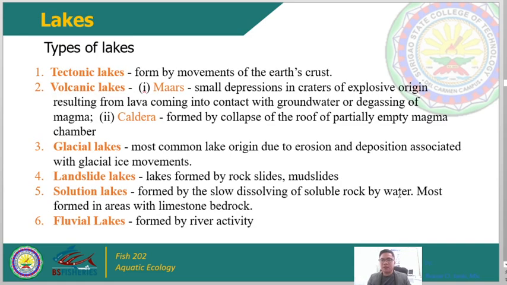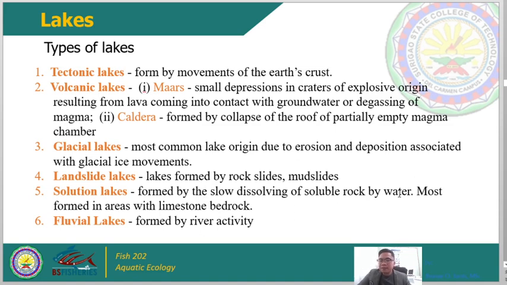And then there are types of lake. First type is tectonic lakes, which are formed by movements of Earth's crust. So tanan lake nga nag-originate sa movement of Earth's crust are called tectonic lakes. Secondly, volcanic lakes: small depressions in craters, explosive origins resulting from lava coming into contact with groundwater or degassing of magma. We also term them as caldera for volcanic lakes formed by collapse of the roof of a partially empty magma chamber. So those are volcanic lakes. We have volcanic lakes here in the Philippines like Lake Taal, right?